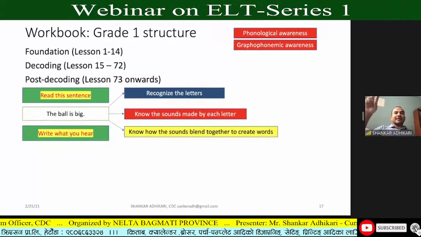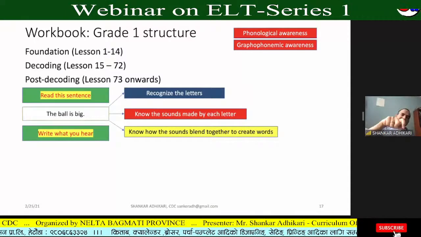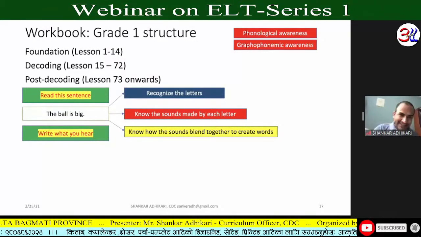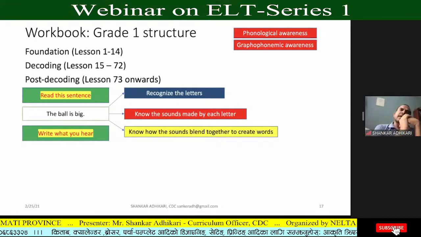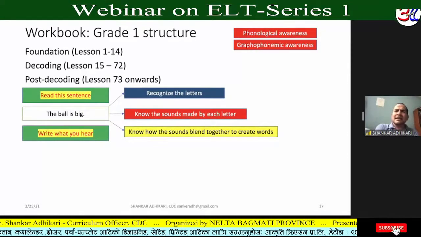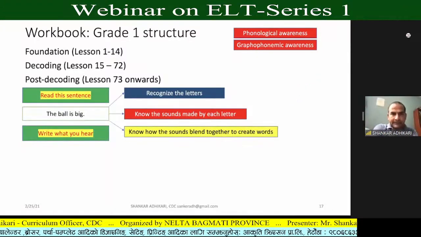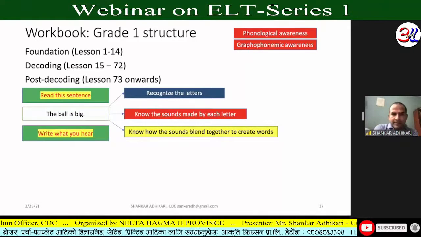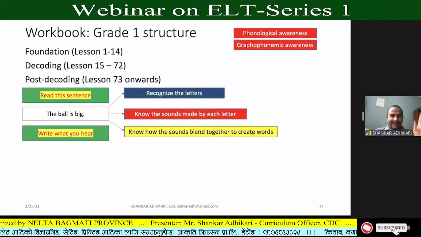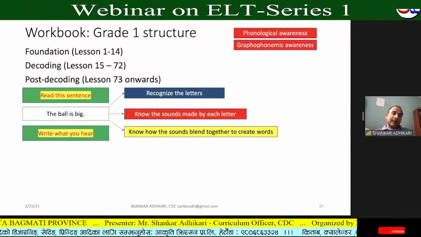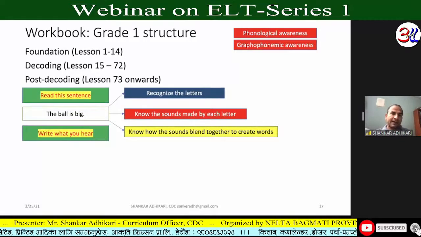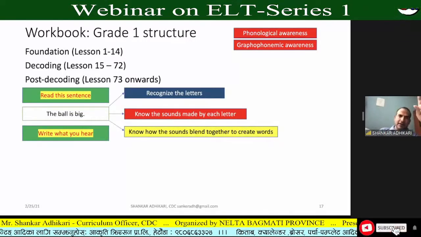Lessons 1 to 14. What generally happens is whenever we start teaching, whenever we enter the class, we find some people starting directly from reading and writing, right? This is not only not good, this is a perfectly wrong idea, and this should be kept in mind while delivering the lesson. That's what we have highlighted there from lesson 1 to 14.